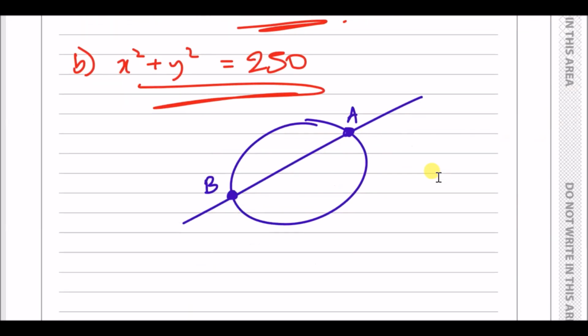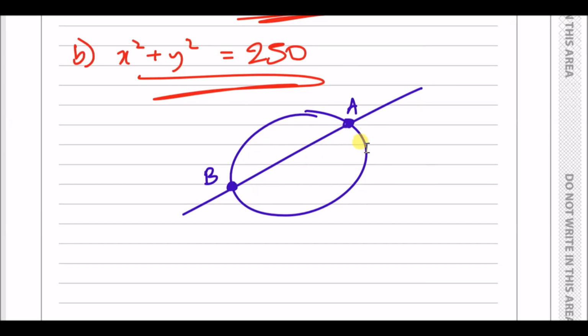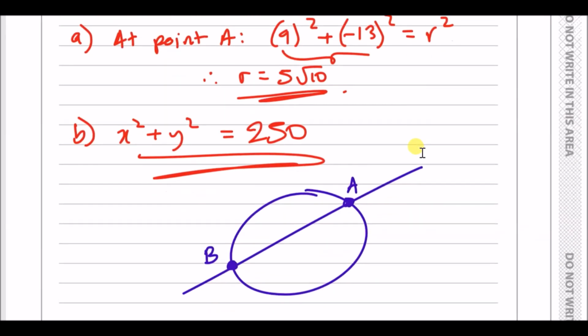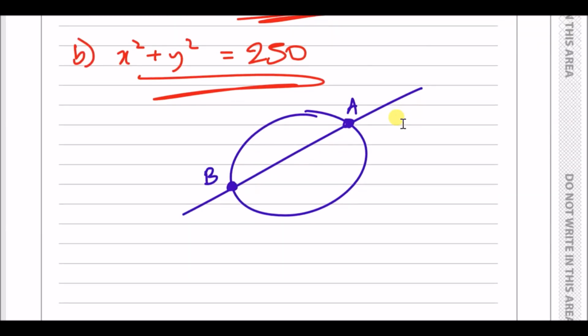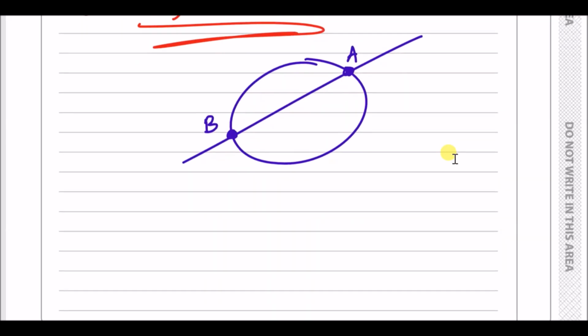So our question is now, how can we relate the line and the circle together? Well, when something passes through another equation, we use simultaneous equations. So that's how it is. We're going to match them together. So let's rewrite the equation of the circle here.